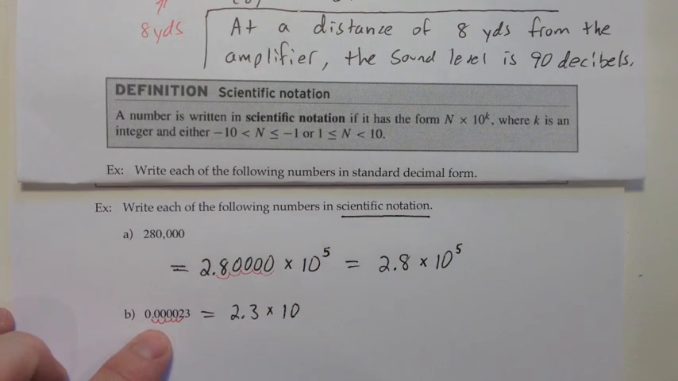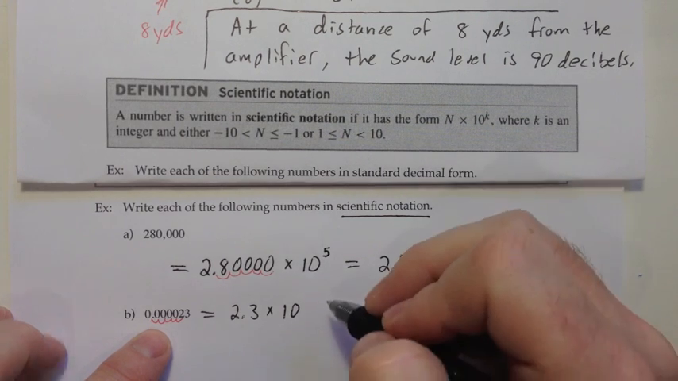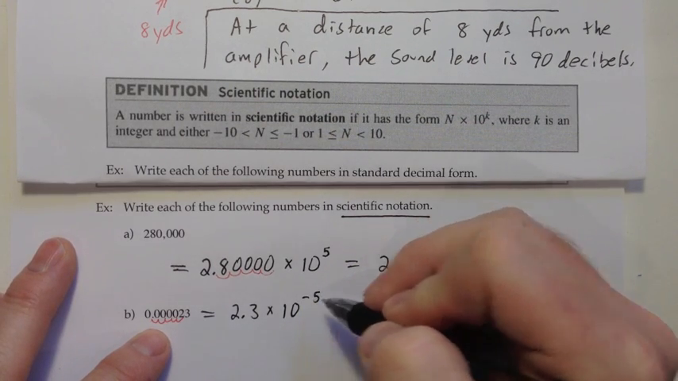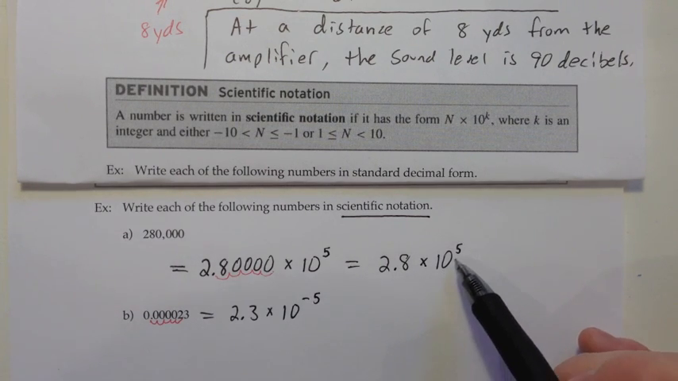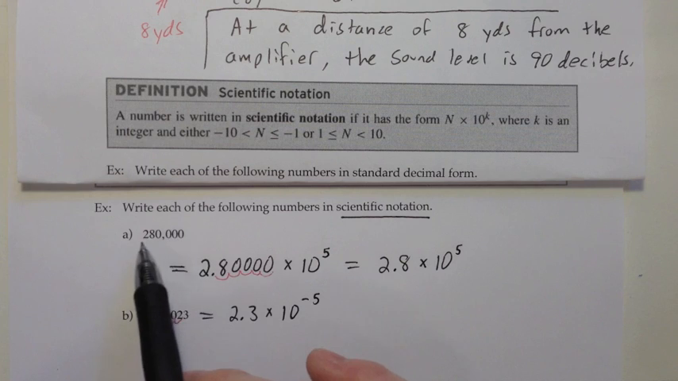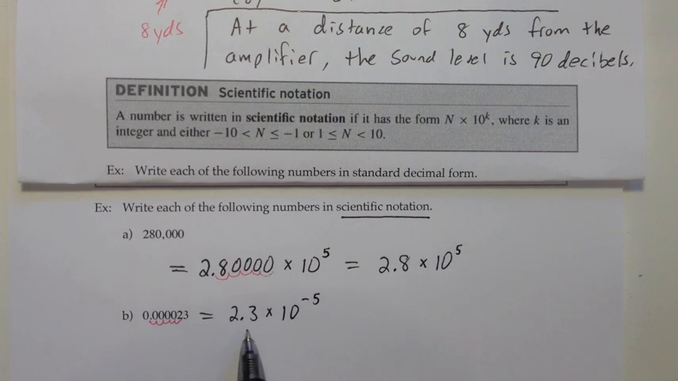But if your number is going to be a small number, that's when you need the negative exponent. And if you're ever not sure if you put it in right, take it out. Take 2.8, multiply by 10 5 times. That gets you back to this big number. Take 2.3, divide it by 10 5 times because of the negative exponent. That'll take you back to this small number.